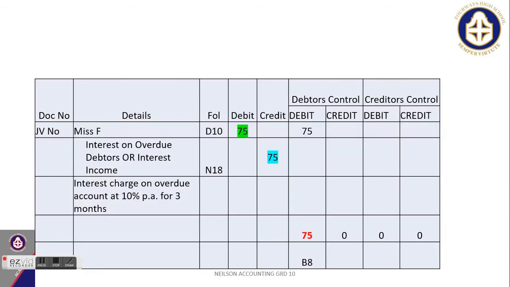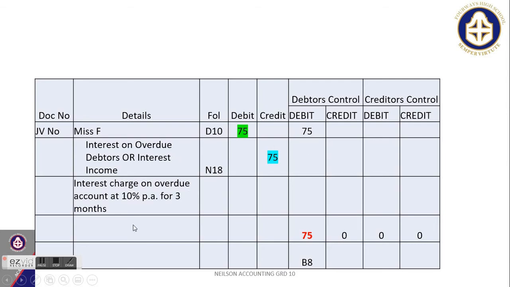R75. Putting that through the general journal, we would debit the account of Miss F, because Miss F is a debtor and we are increasing her debt with the interest. So we debit Miss F. Because Miss F is also a debtor, we debit the debtors control column, and we credit interest on overdue debtors or interest income with R75.